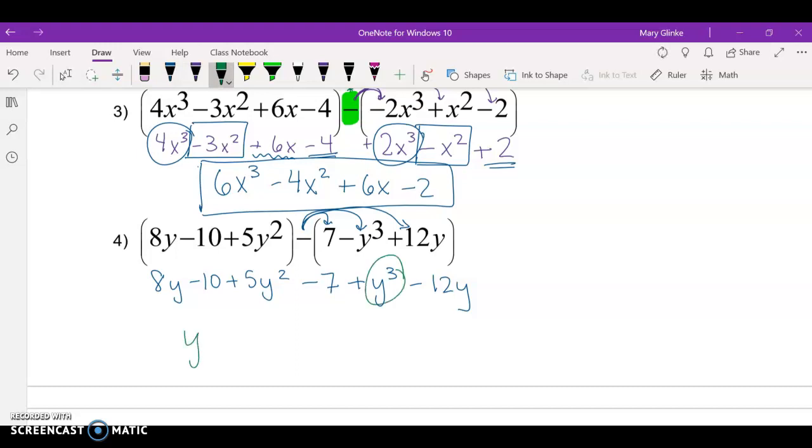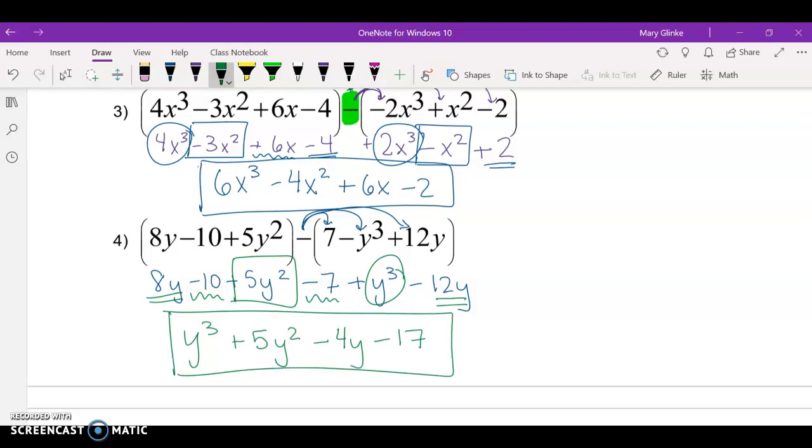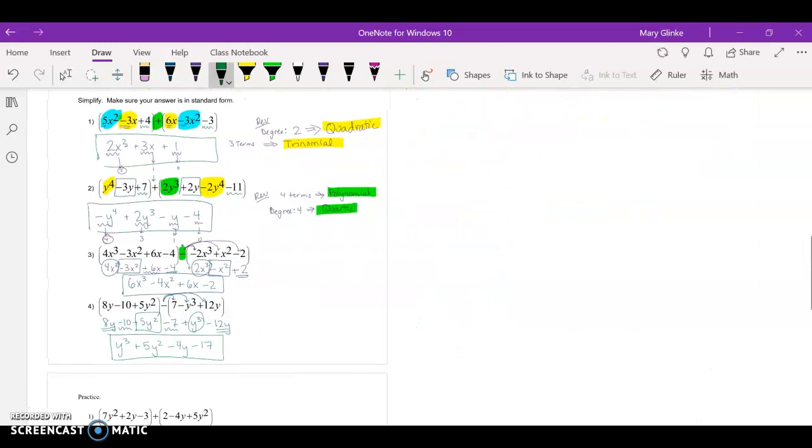So y cubed would go first, then y squared, so it's plus 5y squared. Then our y's, we have 8y and negative 12y. That would become negative 4y. Lastly, followed by our constants, which would be negative 17 in total. So that's the idea here. I'm going to zoom out so we have a full scope here. So adding, you just combine like terms. Subtracting, you change all of the signs afterwards and then combine like terms.